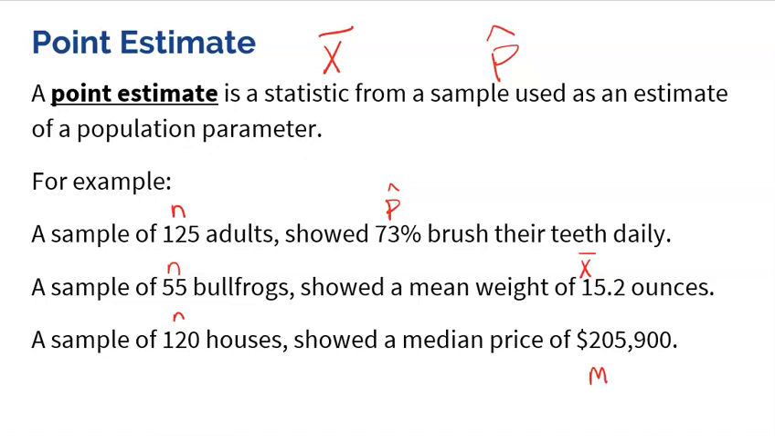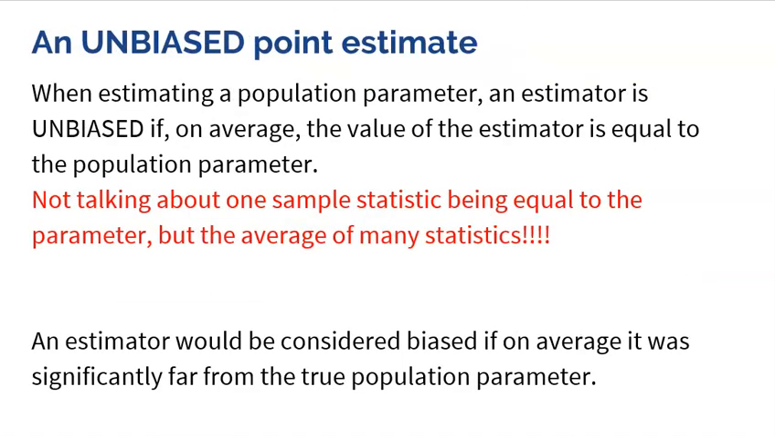We don't really have a symbol for the median of a sample, so we just put median. But again, this is a statistic being used as an estimate for the truth. So these are point estimates. We've already learned about these things. We're just giving them a different name. But I will say that we don't really typically deal with medians too much in this class. We typically deal with means, X bar, and p-hats, proportions. All right, now, an unbiased point estimate.